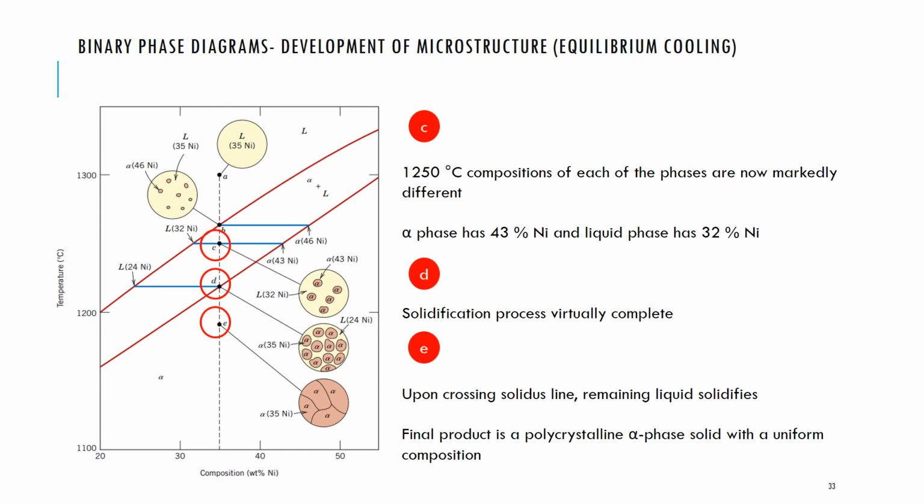As I get to point D, as I reach the solidus line on that diagram, the solidification process is very, very nearly complete. So the percentage fraction of solid phase now is very, very high with a very, very small amount of liquid phase. And of course, upon crossing that solidus line completely, any remaining liquid in the system solidifies, and the solidification process is complete, and I have a fully polycrystalline alpha solid phase material.